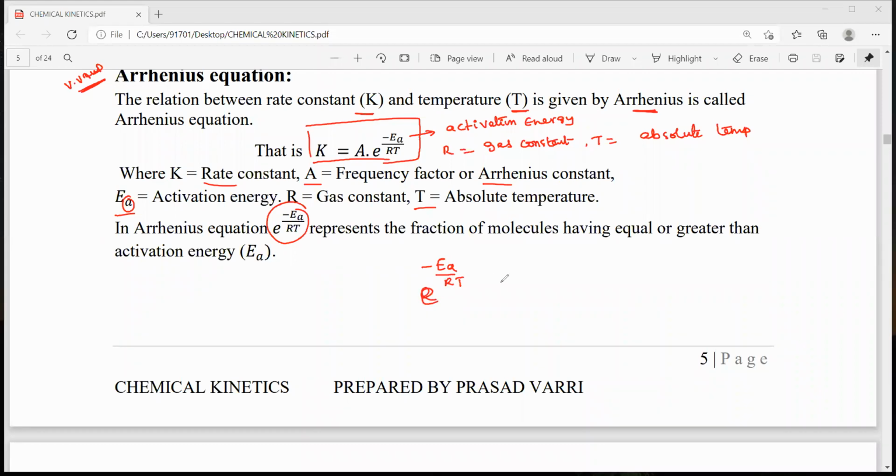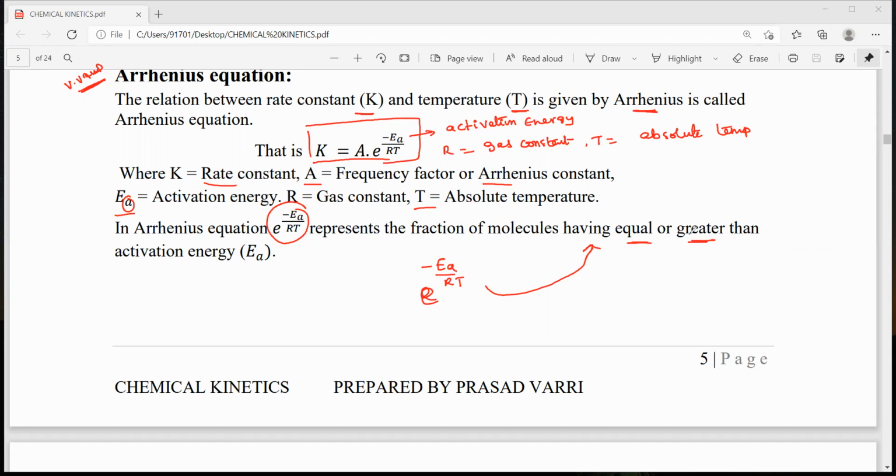e to the power of minus Ea by RT represents the fraction of molecules having energy equal to or greater than the activation energy. Only if the molecules have more than the activation energy are they converted into products. If more molecules are activated and cross the threshold energy state, they are converted into products by undergoing effective collisions. So that point is very, very important, dear students.